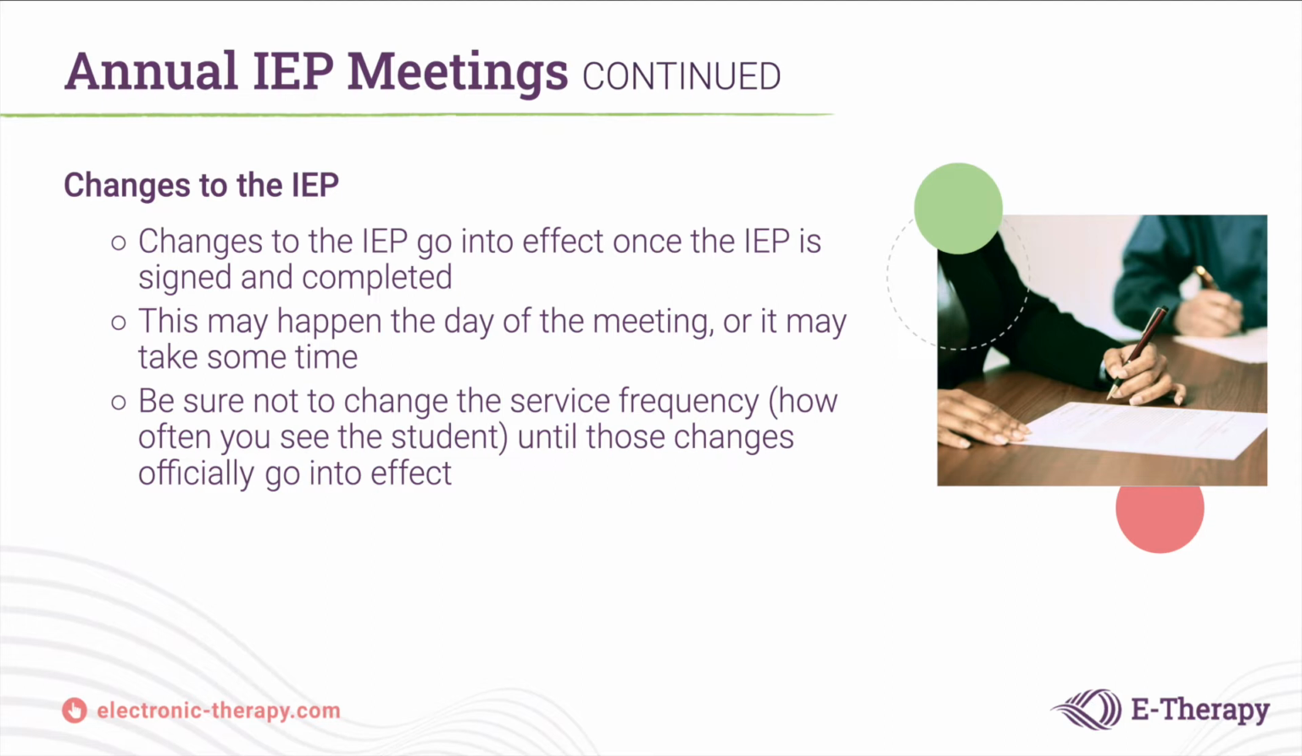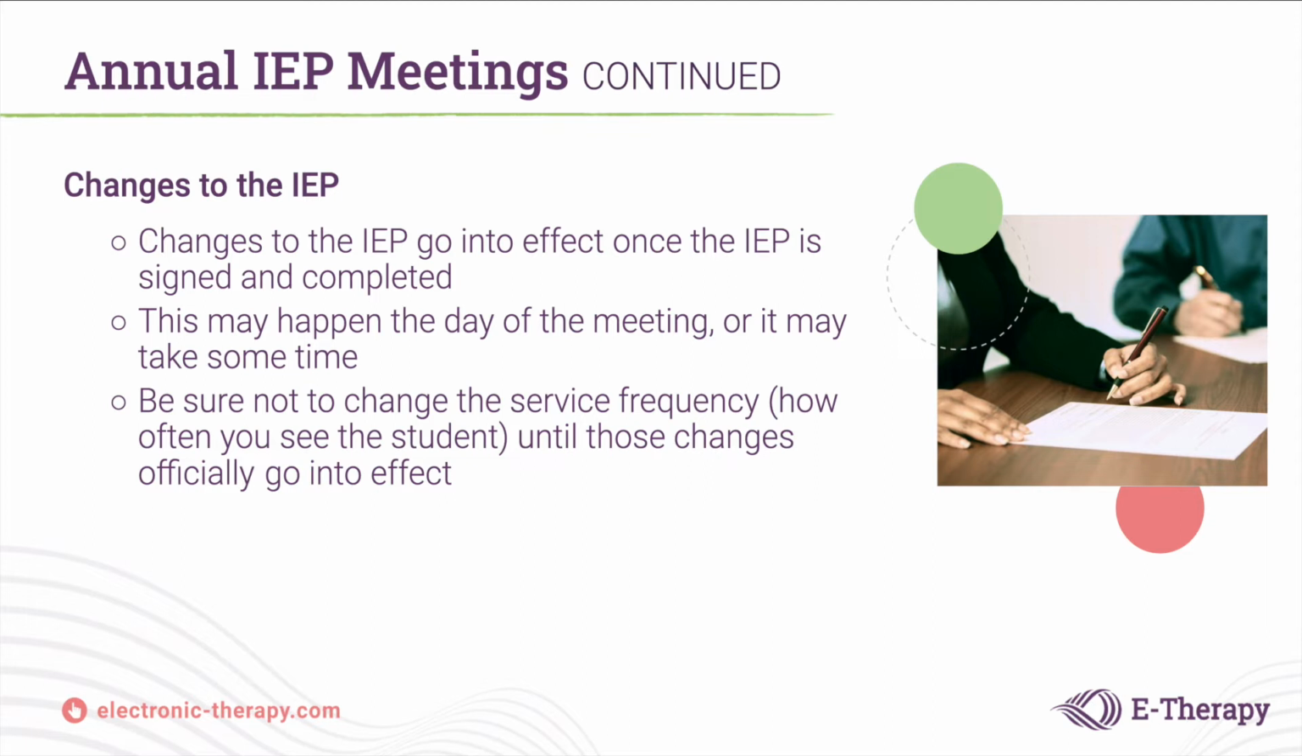In some situations, that may happen all during that meeting, so that the changes go into effect that very day or the next day. At other times, they may have to track down a parent for a signature, or they may be waiting on some other paperwork to complete the IEP. So, if changes are made, such as to the service time, be sure to inquire about when those changes will actually go into effect. And be sure not to make those changes to how often you see the student until the update to the IEP is official.